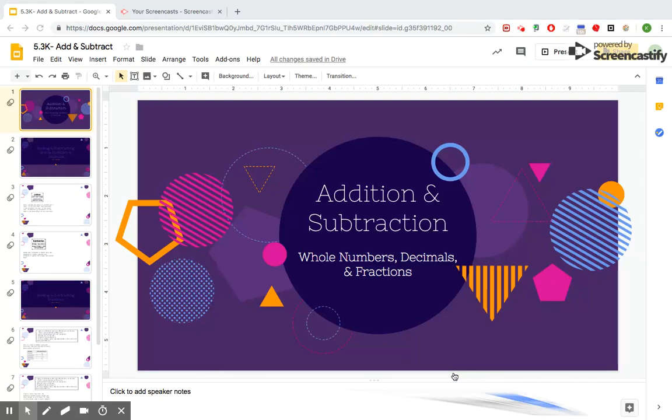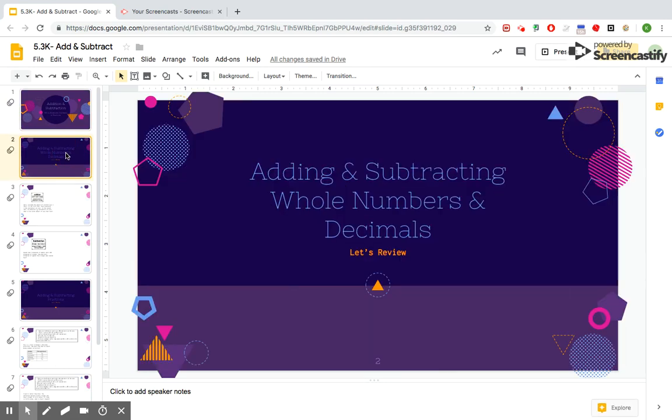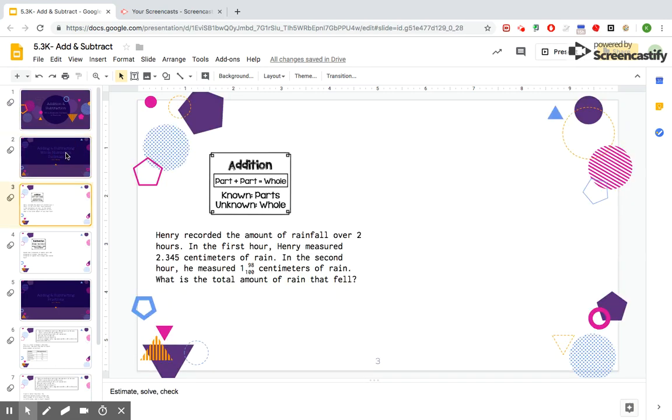Today we're going to be reviewing adding and subtracting whole numbers, decimals, and fractions. So let's start out with whole numbers and decimals. If you'll remember earlier in the year, we said that addition problems are problems that give us parts and ask us to find the whole. So let's take a look at this problem here.